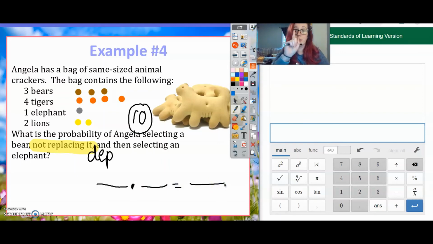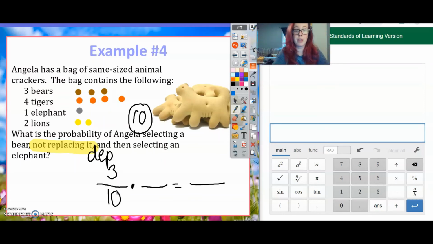All right, first part, the easy part. What is the probability Angela will select a bear? So there are 3 bears and 10 total animal crackers. Done with the first part. Don't let it confuse you. Now let's move on.